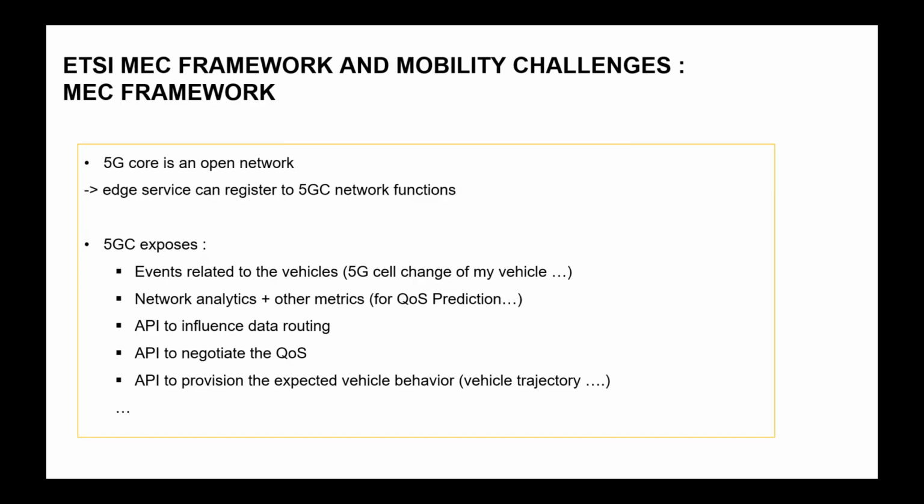As I said, the 5G core network is an open network, and the edge services, as a third party, can register to the 5G core network. So it can be aware of some events, like when my vehicle moves from cell A to cell B. It can be aware of some network analytics or core metrics, which can be used for the quality prediction. But the 5G core network also exposes some APIs to influence the data routing, as I explained a little bit earlier. It also exposes an API to negotiate the quote, as I said earlier, and to provision the expected vehicle behavior, especially the vehicle trajectory. This API already exists.